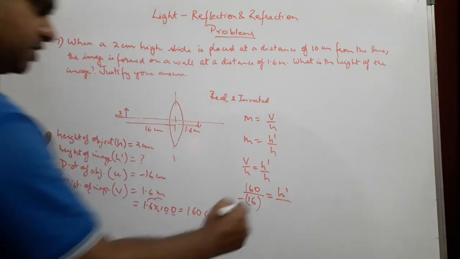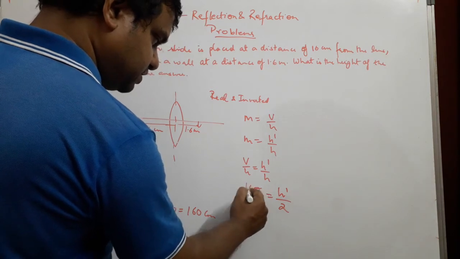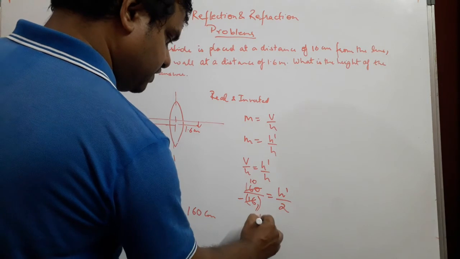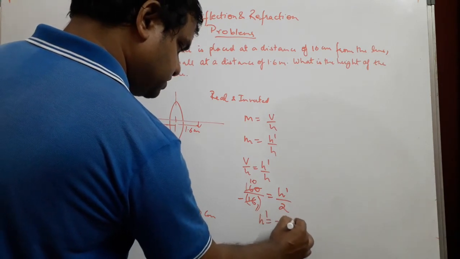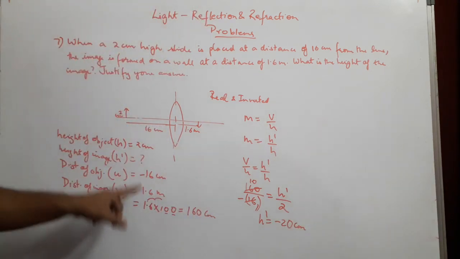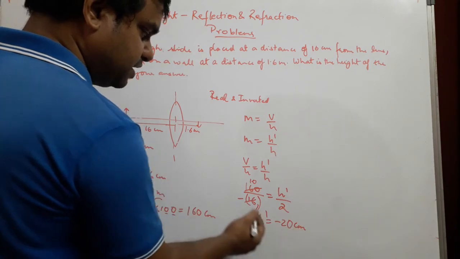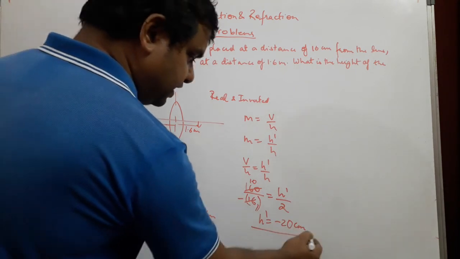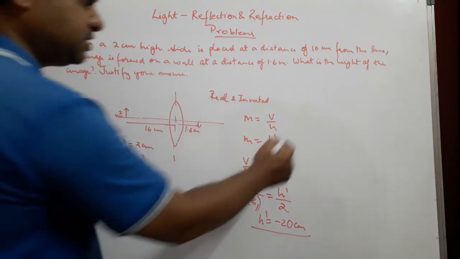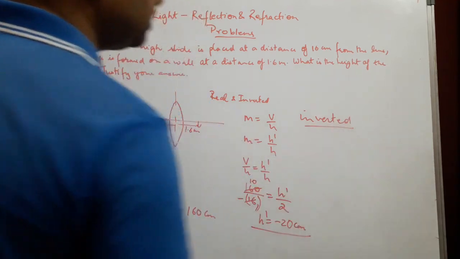Height of the object is given as 2. Fine. Now 16 ones are 16, 16 tens are 160, and 2 will go and multiply with 10, and finally we get h dash equal to minus 20 centimeters. Okay, because we have converted everything into centimeters, we can write the height of the image in centimeters, and this is negative. Now the negative height of the image tells you that the image is inverted. Okay, the image that we get is inverted.